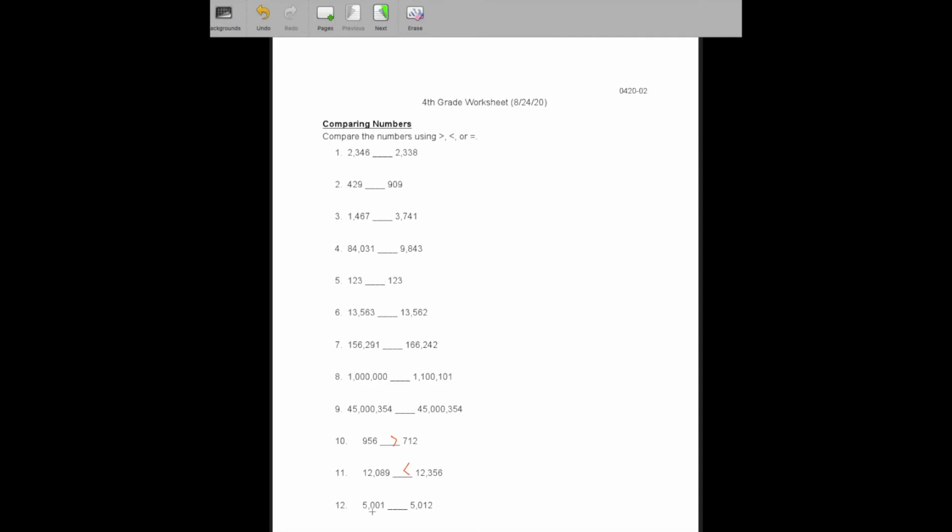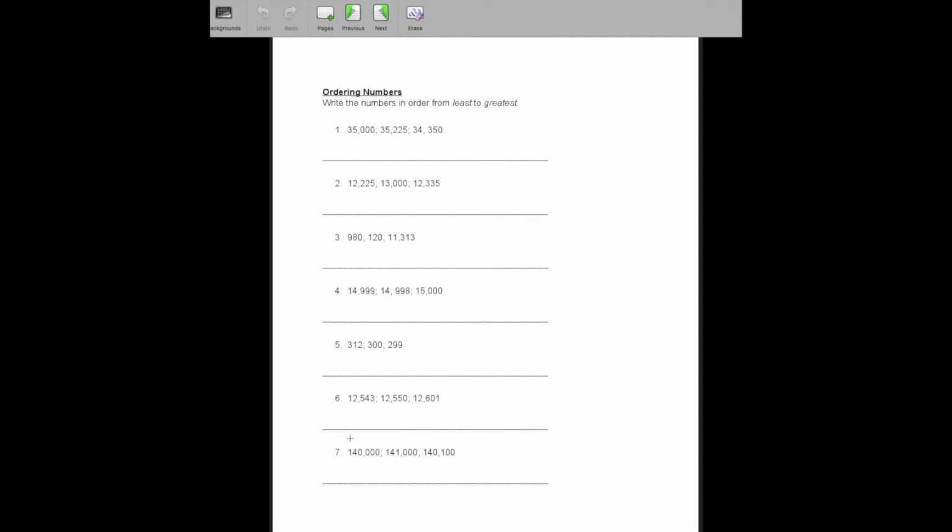For number 12, each number has four digits, meaning you have to just compare left to right. 5 versus 5, 0 versus 0, 0 versus 1. 1 is bigger than 0, so you would put a less than symbol because this number is bigger than this number.